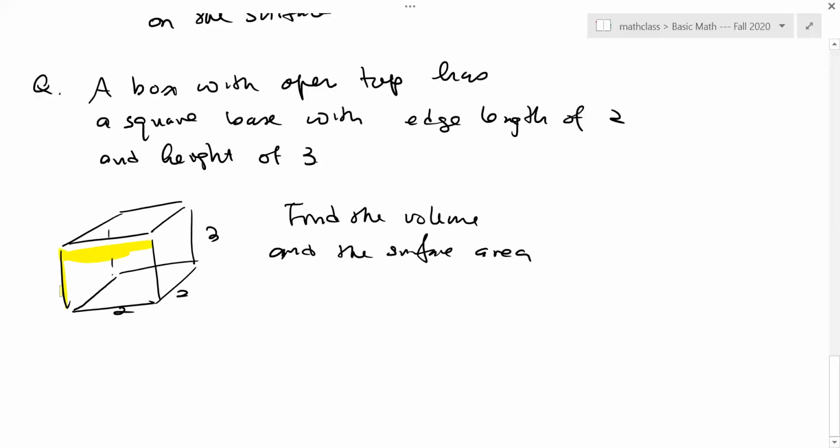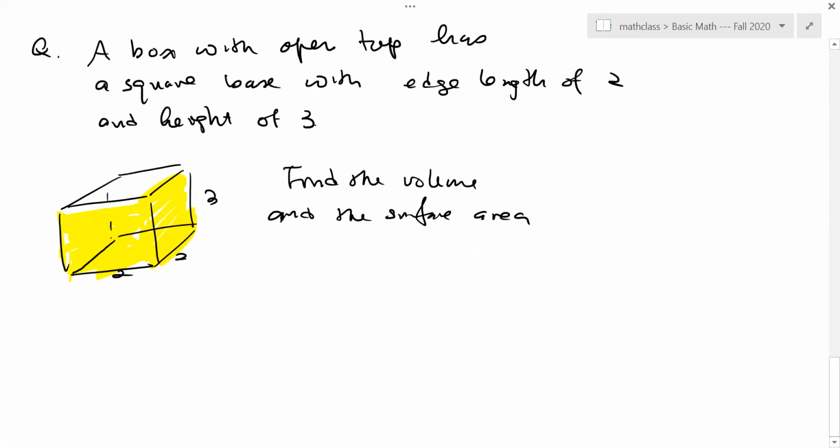So that means this is our box, and the top is not included. Be careful when you calculate the surface area. But for the volume, it doesn't matter whether you have a top or not. So the volume is the product of those 3 numbers. It's going to be 12. So this box holds 12 unit cubes.